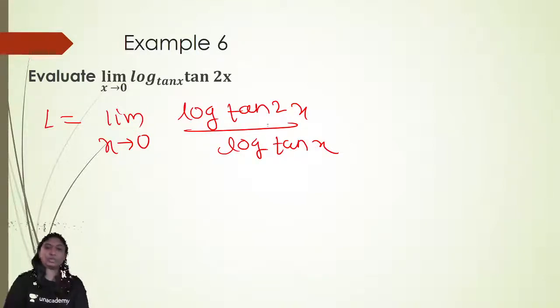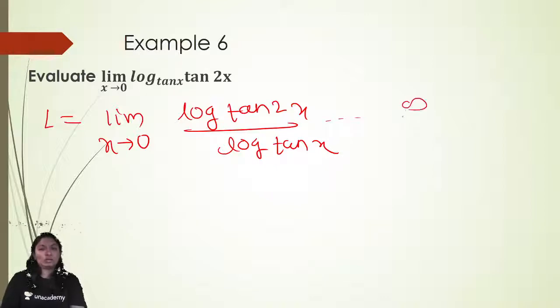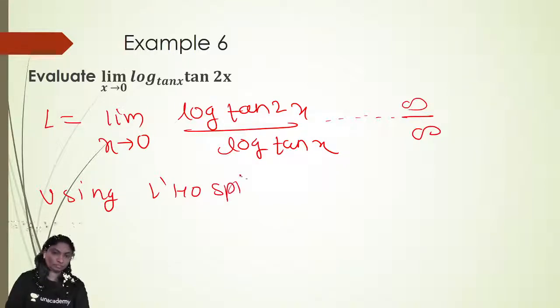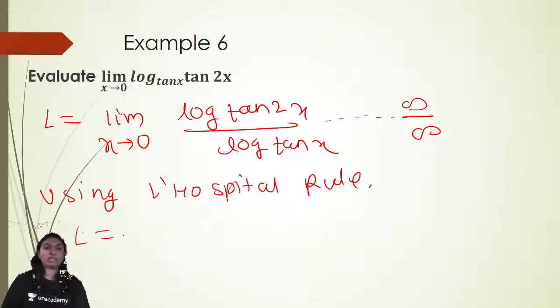Okay, so if you put x equal to 0, tan 0 is 0, so you will get tan 0 = 0, and log 0 is infinity. Again here, this is your infinity upon infinity form. Now using L'Hospital rule, we can write here L is equal to limit as x tends to 0.